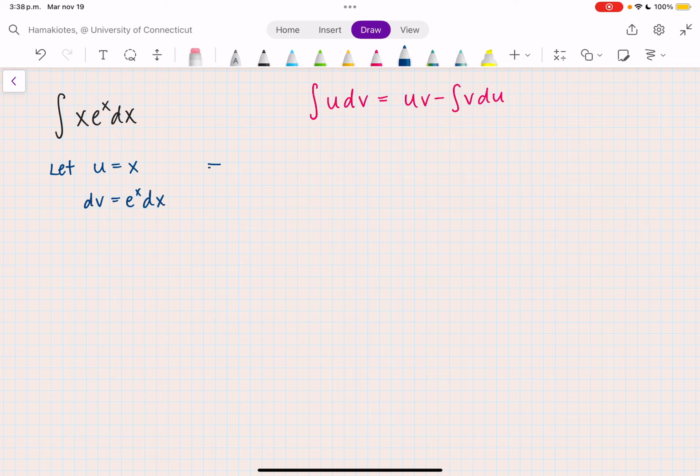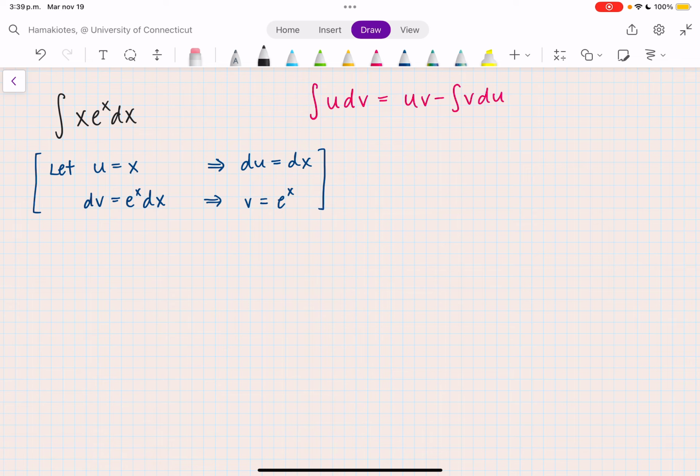Now, if u is x, then du is dx, and if dv is e to the x dx, we have to take the antiderivative of e to the x dx to find v, and by doing so, we get that v equals e to the x. And now we're ready to use this and use our integration by parts.